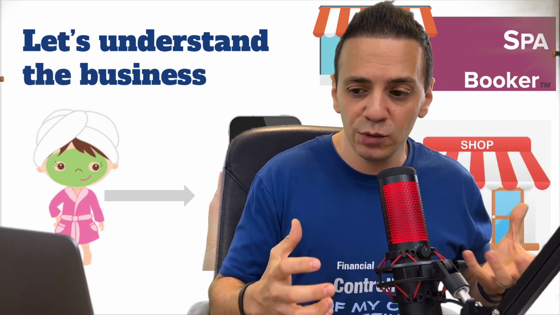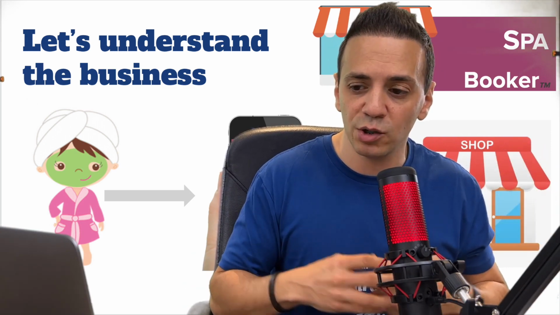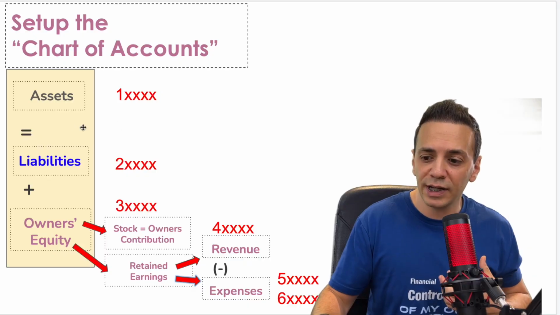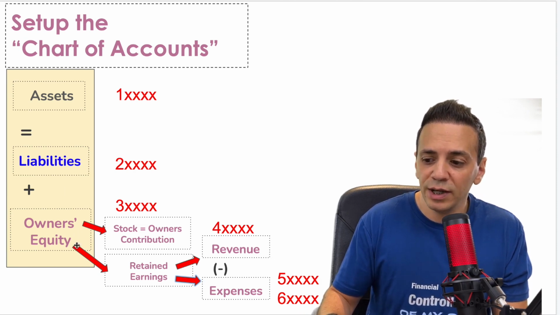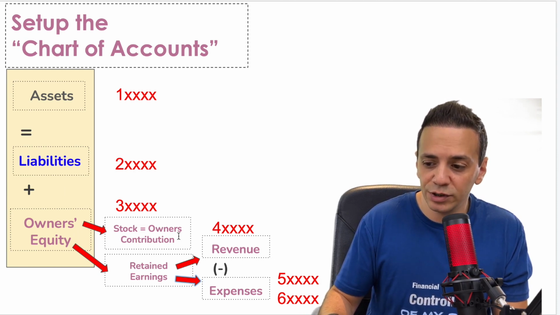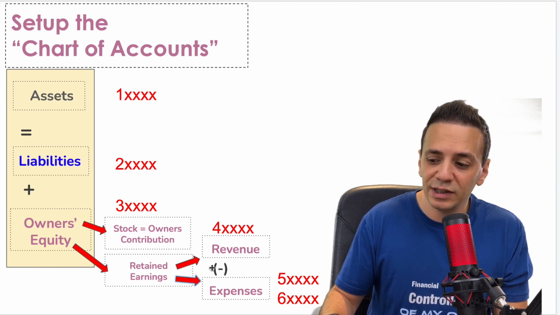And the first thing I like to do is to bring things back to the basics, right? So what I do is I consider the accounting equation: assets equals liabilities plus owner's equity. And then owner's equity is broken down into stock, which is the owner contribution, and then retained earnings. Retained earnings is the accumulation of profit in the business, and it's basically made up of revenue minus expenses.